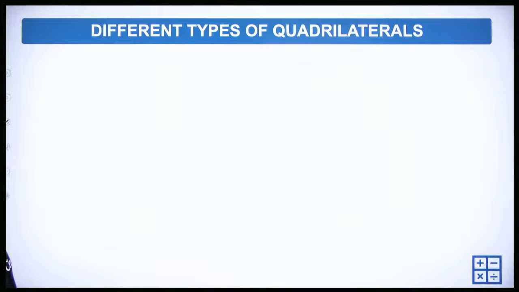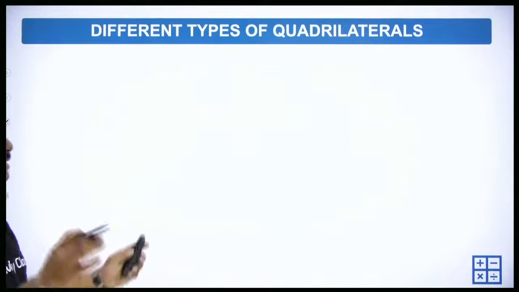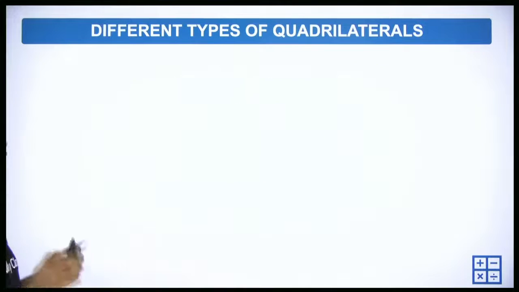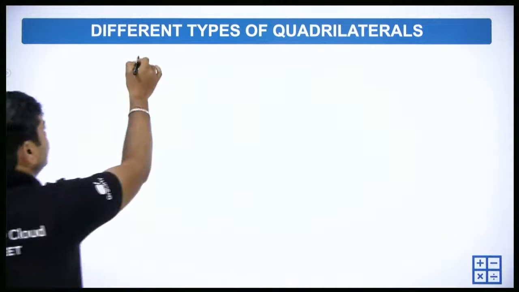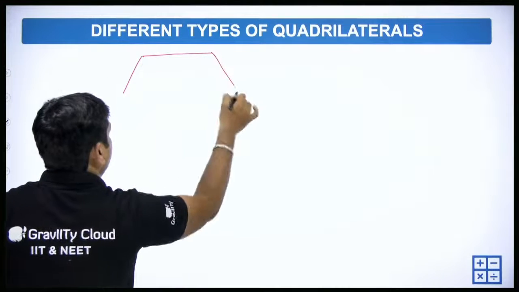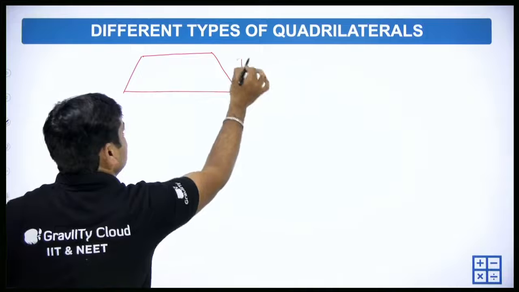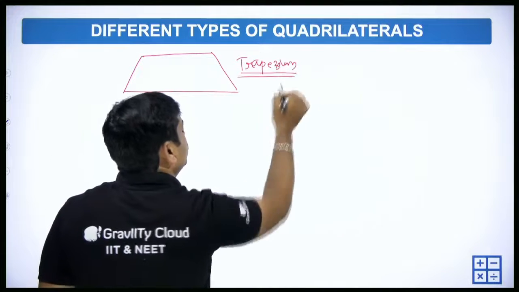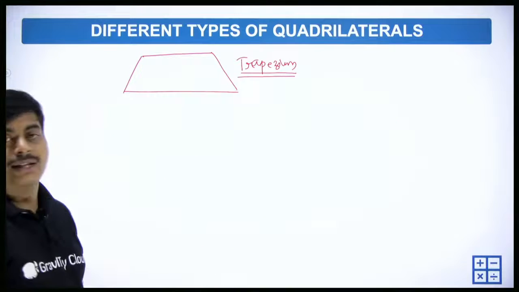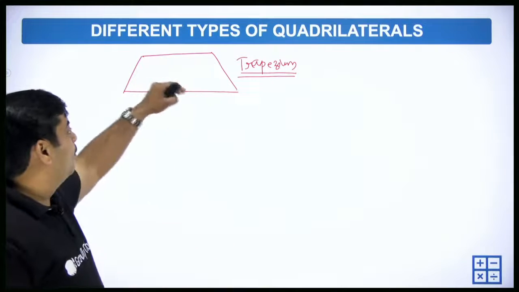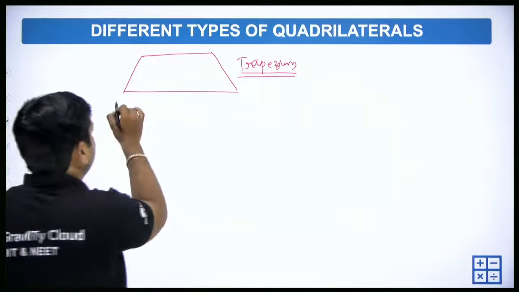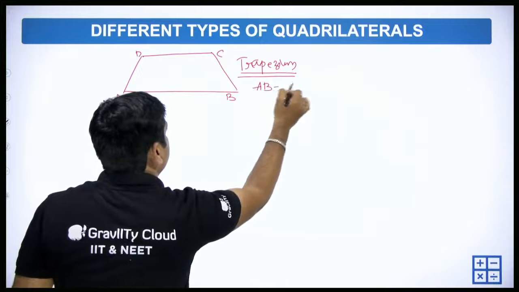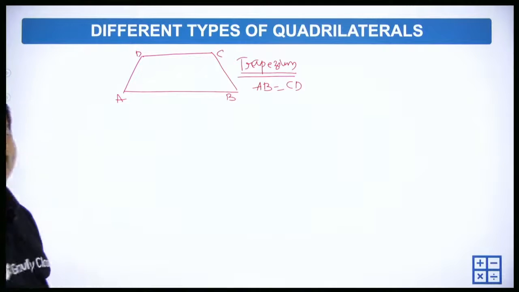Let's discuss once again all the quadrilaterals that we have discussed in today's class. The first one is the trapezium, where only one pair of opposite sides is parallel. Not equal, parallel. Let me name it ABCD. So we can say that AB is parallel to CD.